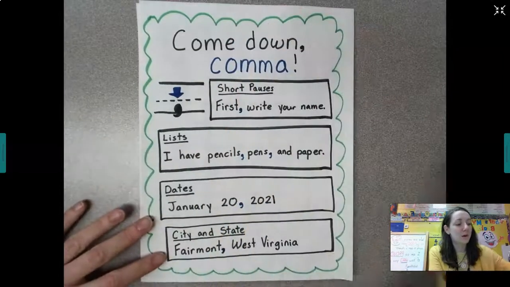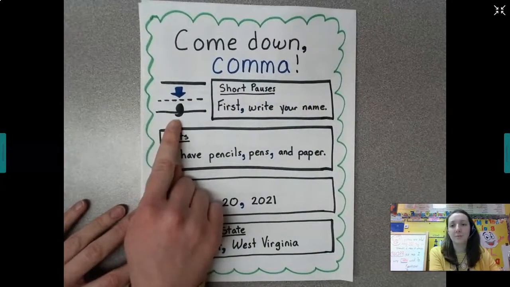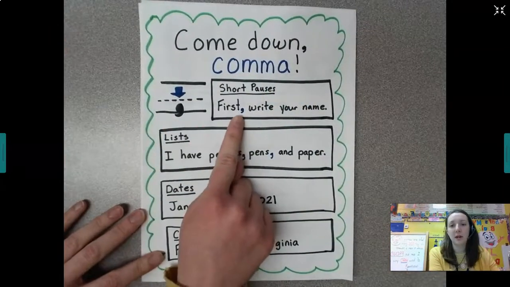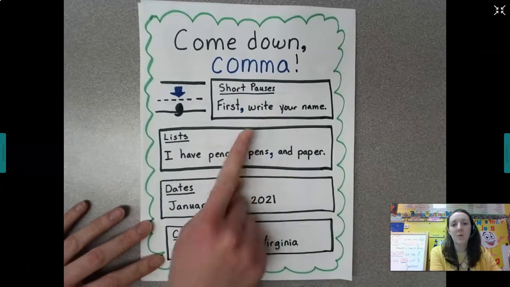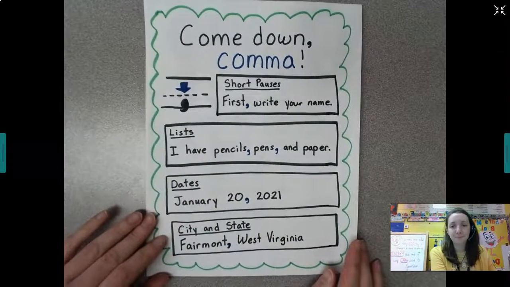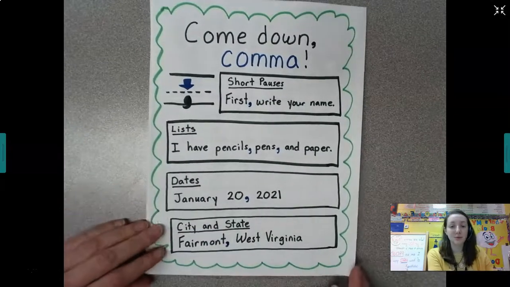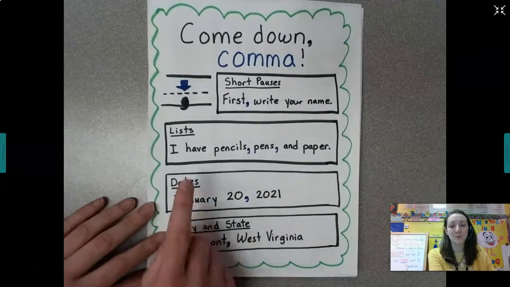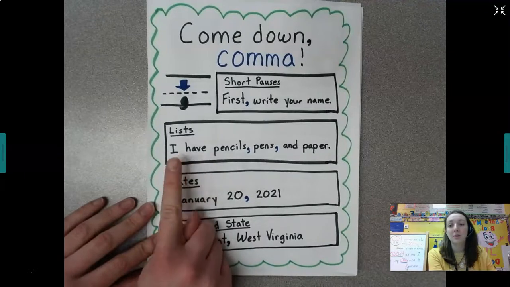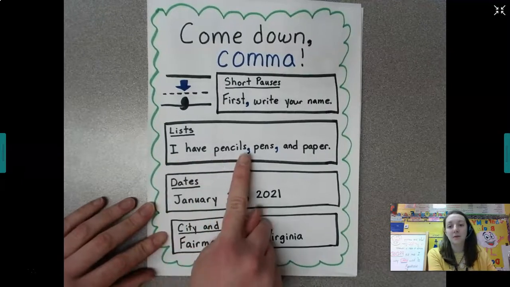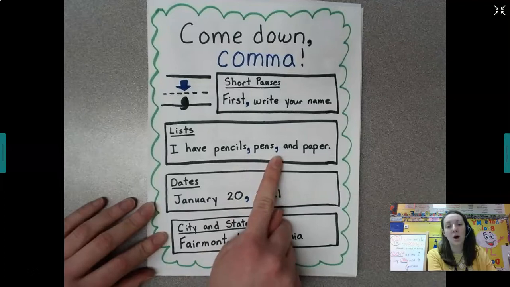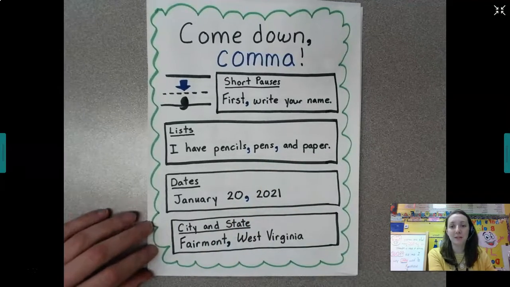Now, when you write a comma, you want it to hang down on the line, like it's shown here in the picture. So it hangs down like your letters that hang down like Y or P, things like that. In addition to short pauses, you also can use commas for lists, which we'll actually focus a lot on next week, or a series is what it's called. So I have pencils, comma, pens, comma, and paper. So it's a list of things.